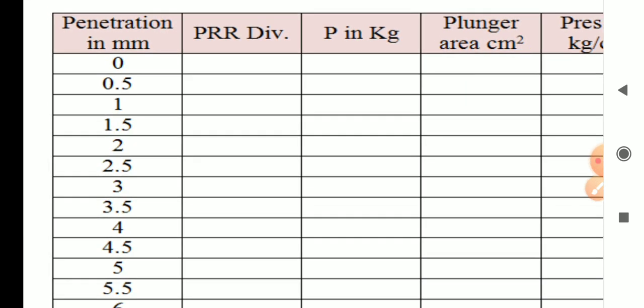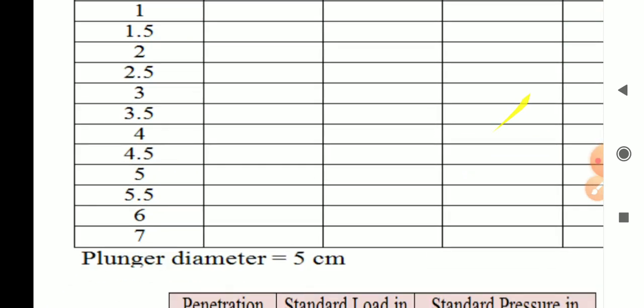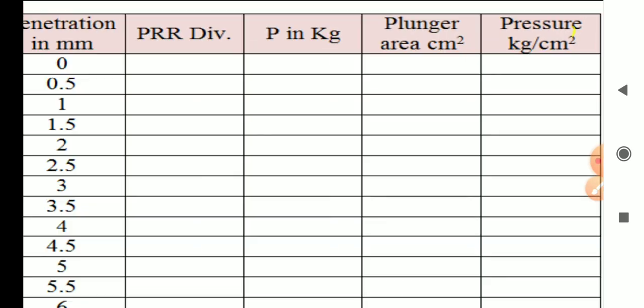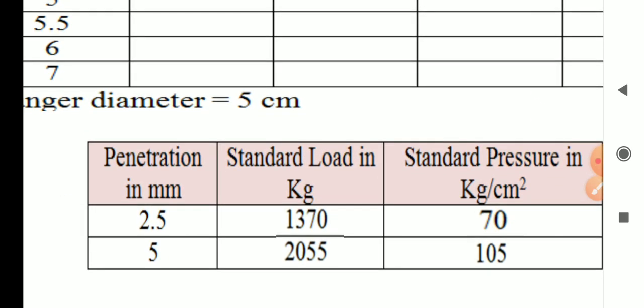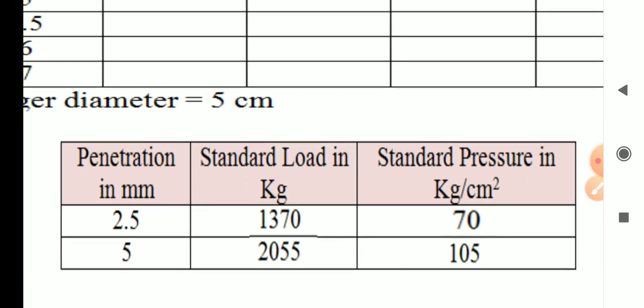Next, plunger area, that is in centimeter square, and pressure in kg per centimeter square, that is load by area. The plunger diameter is 5 centimeter. Now, this is very important. I already said it in the starting slide.